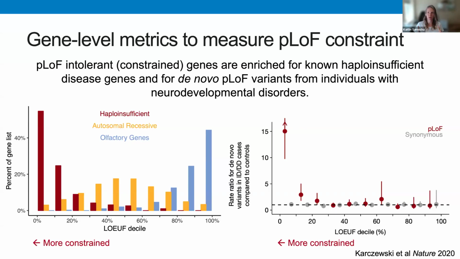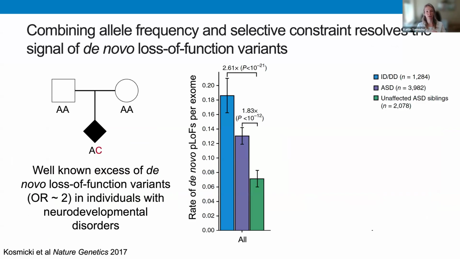So if you see, for example, a de novo loss of function variant in a gene that's massively depleted of loss of function variants in the general population, that is one way to upweight. So we can, of course, combine allele frequency and selective constraint together. This is one of the most powerful ways of doing this. So in this 2017 paper, they were looking at, again, these de novo loss of function variants in intellectual disability, developmental delay, and autism patients, and comparing them to, again, those unaffected siblings from the autism families. And there's this well-known excess of about 2 in neurodevelopmental disorder individuals.